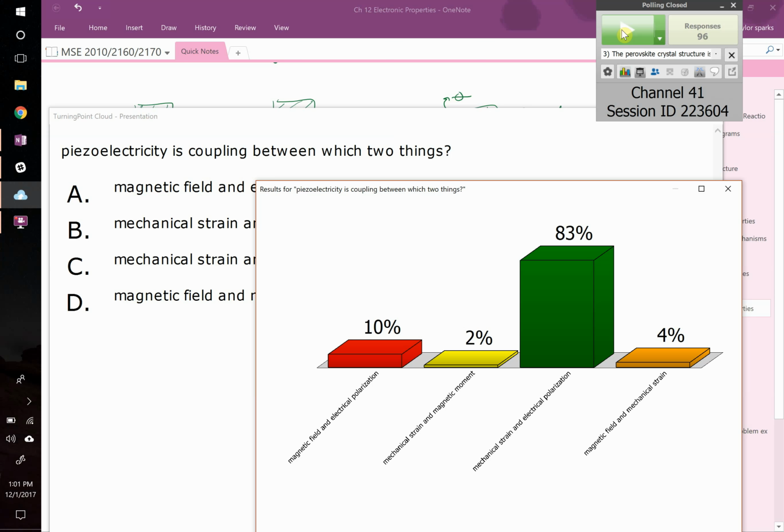Which is pretty awesome. Think about that for a minute. You squeeze something or you pull it apart and you temporarily create a polarization. That's the same thing you need to make a battery, right? So you can actually make energy harvesters that take advantage of straining a material. We'll talk about that later today.